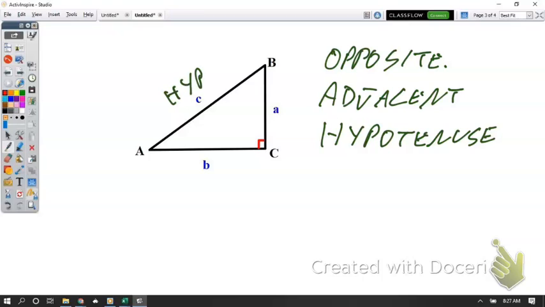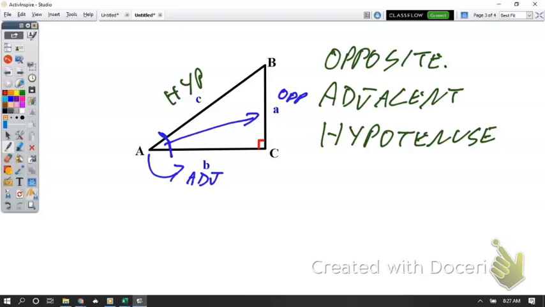Opposite and adjacent depend on which angle you're talking about, because a lot of this has to do with angles. For example, side A is opposite angle A. So if I'm looking at angle A right here, then this is opposite, and this right here is adjacent. Remember, adjacent means right next to, just like adjacent angles are right next to each other. So side B is adjacent to angle A. Side A is opposite angle A.